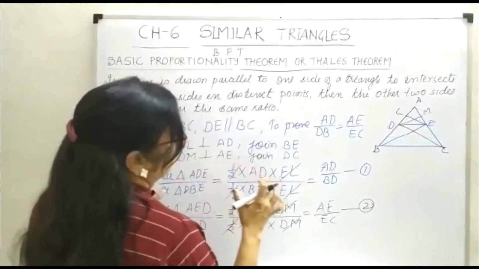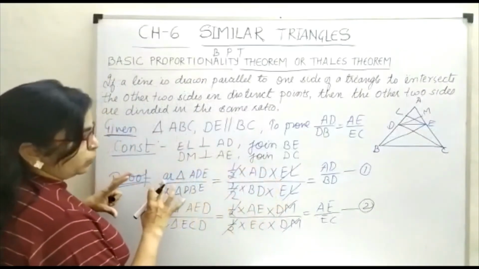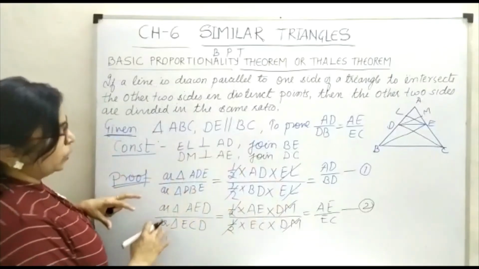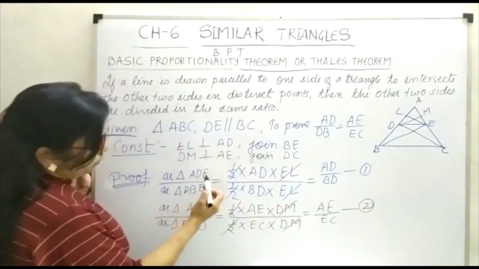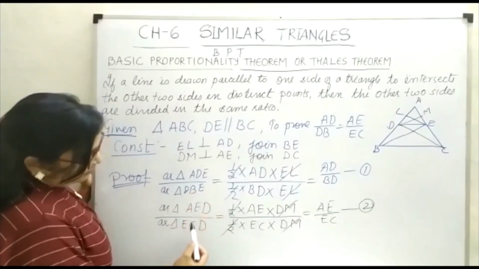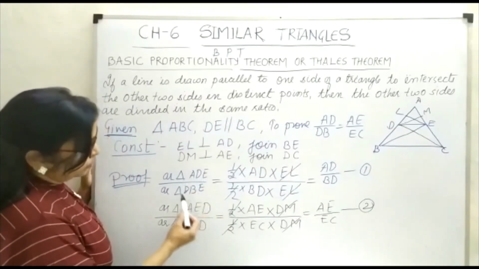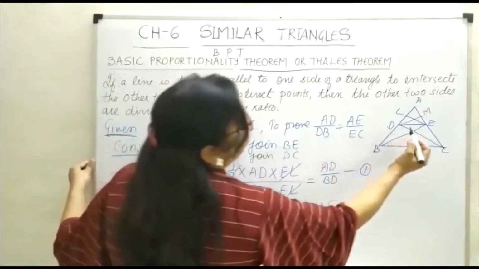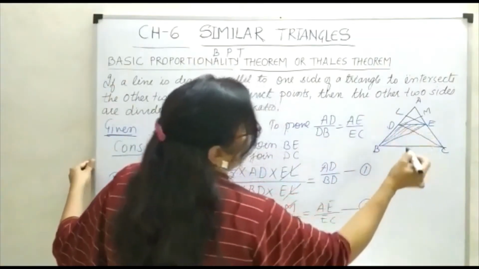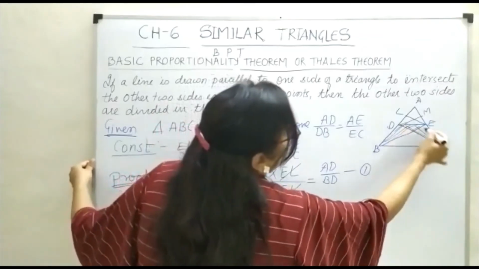Now please see the left hand side of equation 1 and the left hand side of equation 2. In both these equations, in the numerator we are having the same triangle, whereas in the denominator we are having two different triangles. The one triangle is DBE, you can see here DBE, and the other one is DCE.